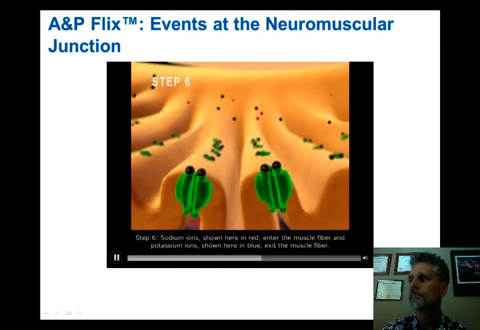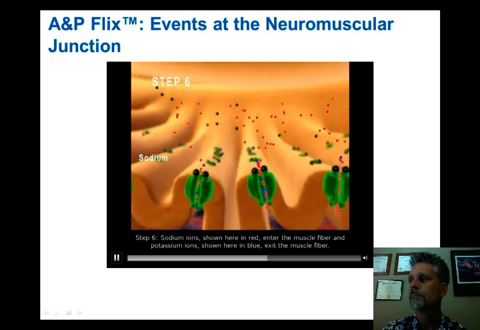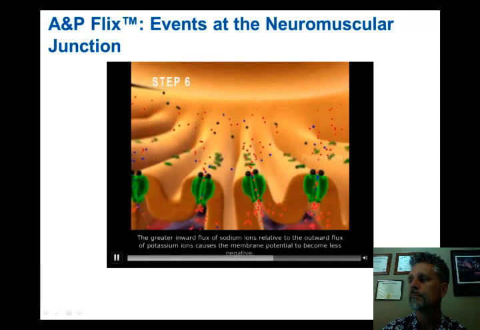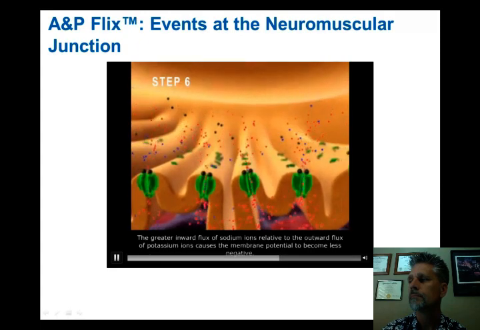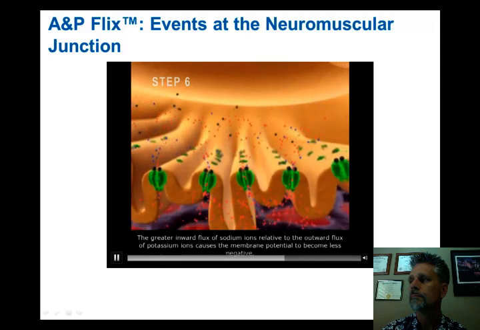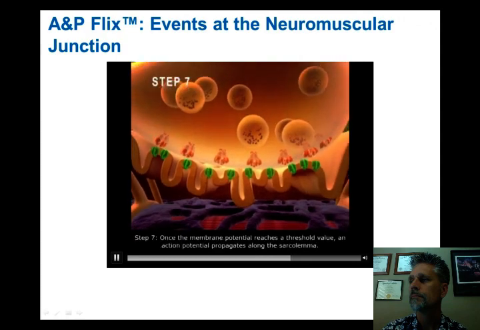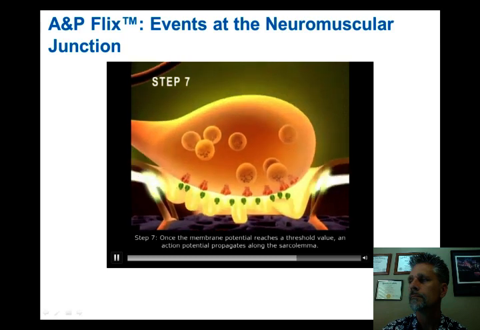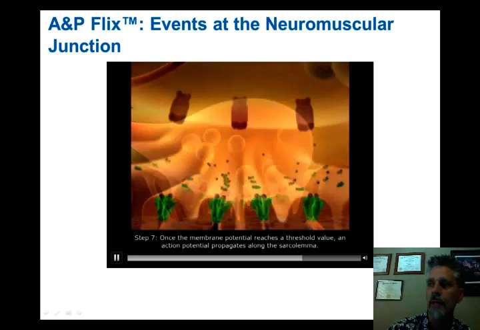Step 6. Sodium ions, shown here in red, enter the muscle fiber, and potassium ions, shown here in blue, exit the muscle fiber. The greater inward flux of sodium ions relative to the outward flux of potassium ions causes the membrane potential to become less negative. Step 7. Once the membrane potential reaches a threshold value, an action potential propagates along the sarcolemma. You can see those T-tubules going down inside.